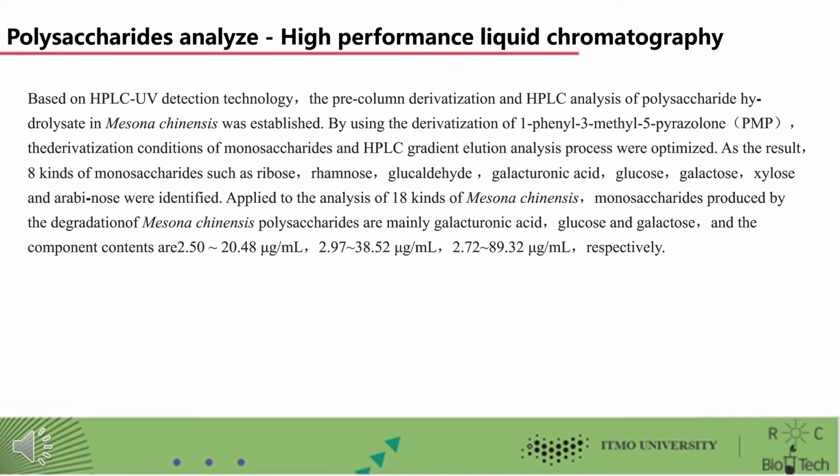Applied to the analysis of monosaccharides produced by the degradation of Mesona Chinensis polysaccharide, it was found to contain galacturonic acid, glucose, and galactose, and the component contents are 2.5 to 20.48, 2.97 to 38.52, 2.72 to 89.32, respectively.